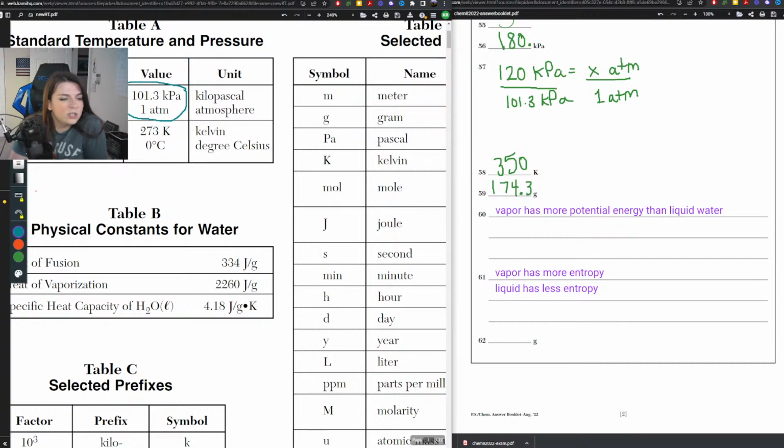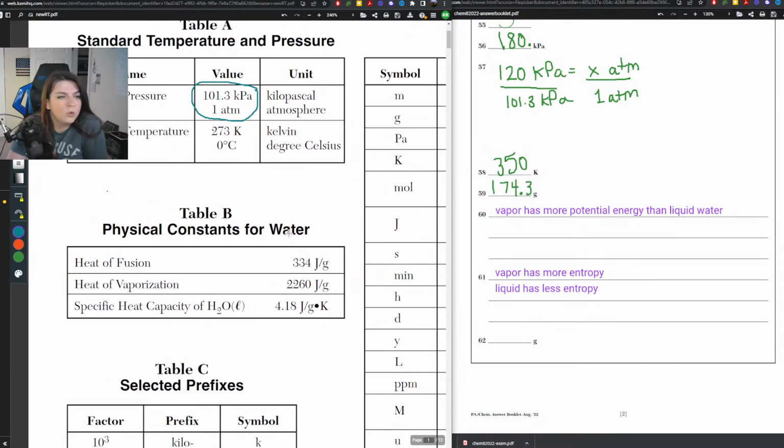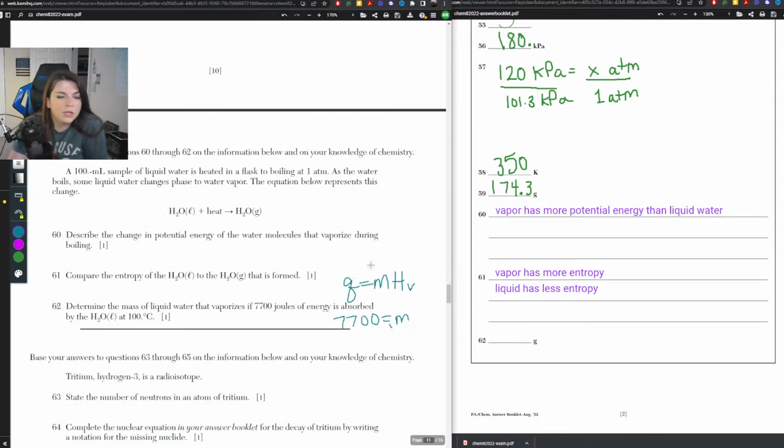Heat of vaporization is right here on table B for water. There was one year they did ammonia and everybody freaked out. It's 2260. That's the heat of vaporization for water. So that's what I'm going to plug in for HV right there. To get M by itself, you divide both sides by the 2260. And I'm getting 3.407.